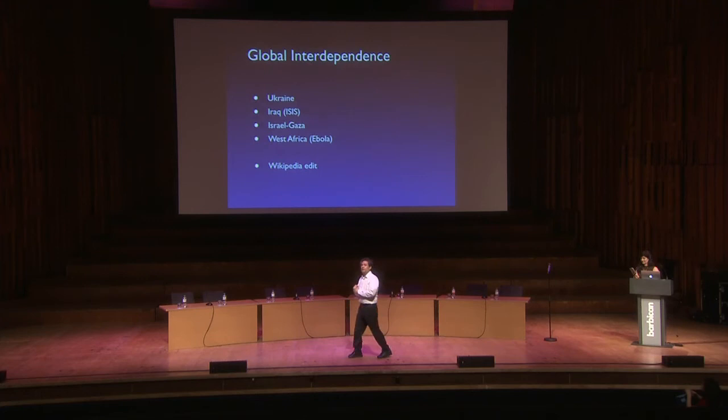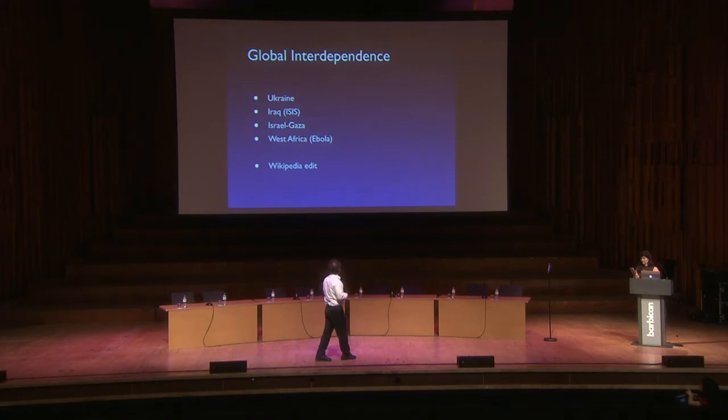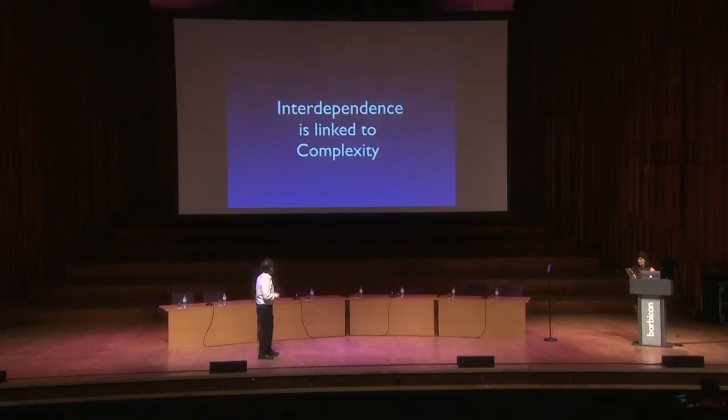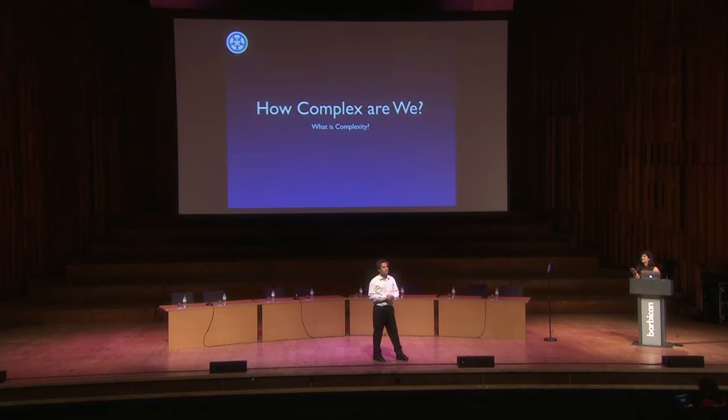So this is where we need to switch language and think a little bit more deeply about the nature of what interdependence is about. And the right terminology is complexity, and that's what I want to talk about next. So the question that I wanted to pose is how complex are we, collectively, civilization? How do we think about that? Well, in order to do that, we have to answer this question, what is complexity?